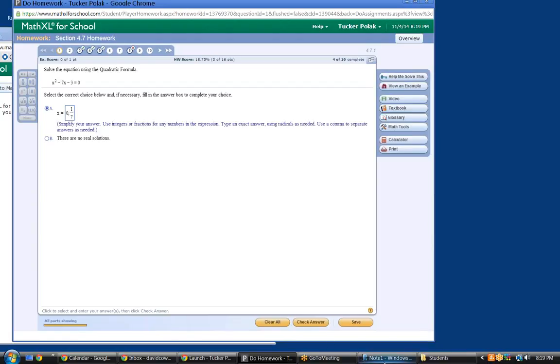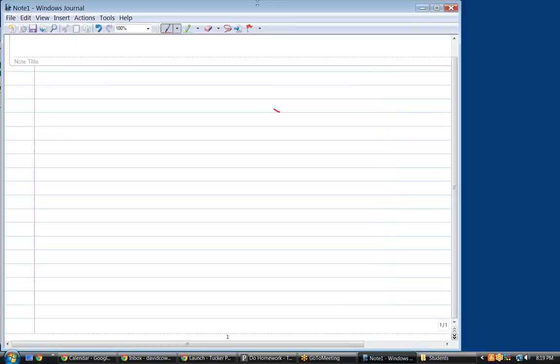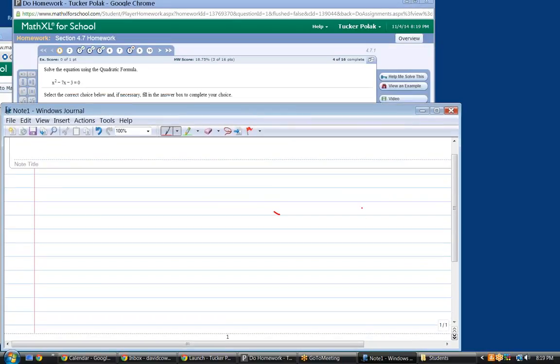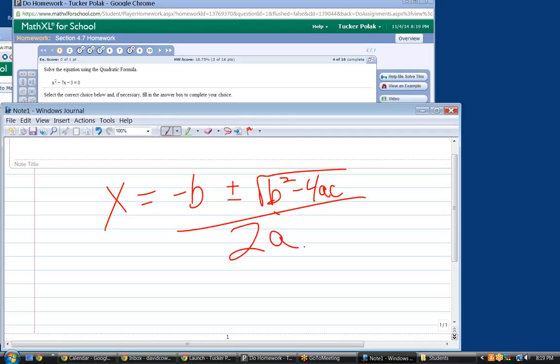Okay. Let's use the quadratic formula here. What is the quadratic formula? When you have a quadratic and you're trying to solve it, it's x equals minus b plus or minus the square root of b squared minus 4ac, all over 2a.